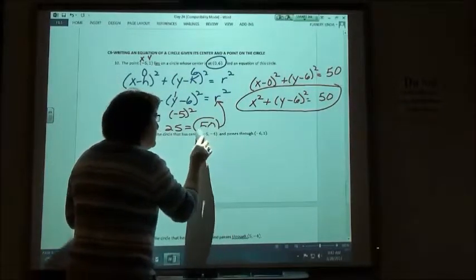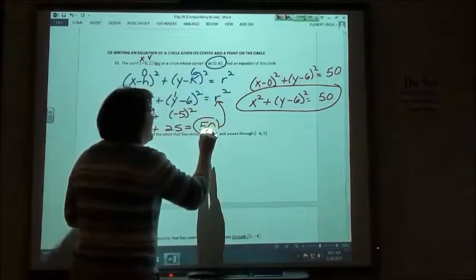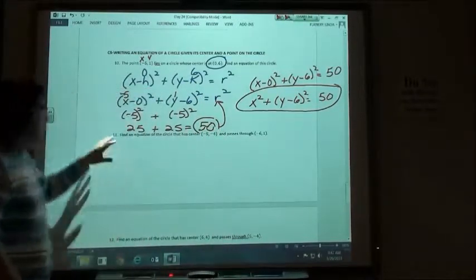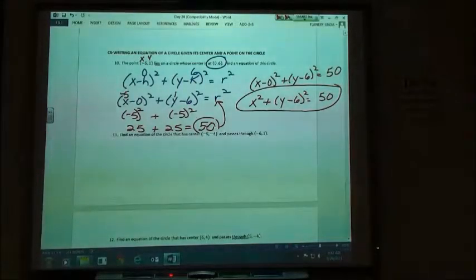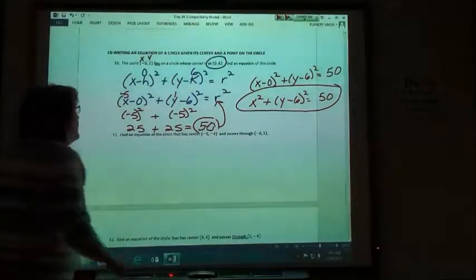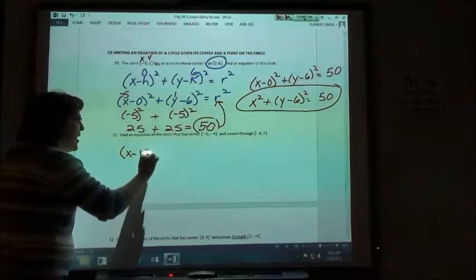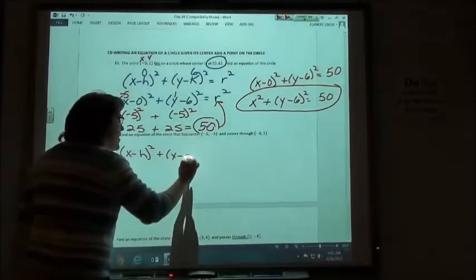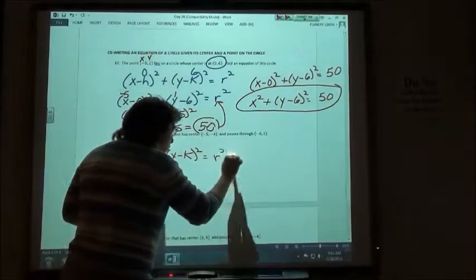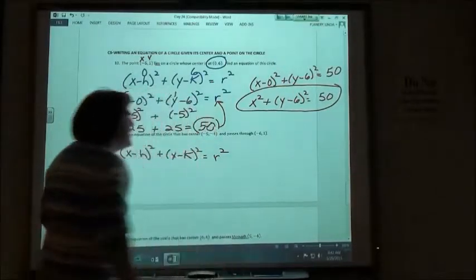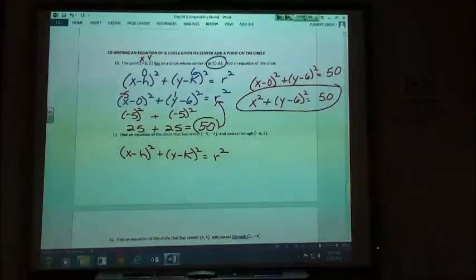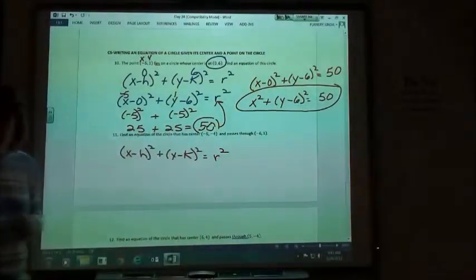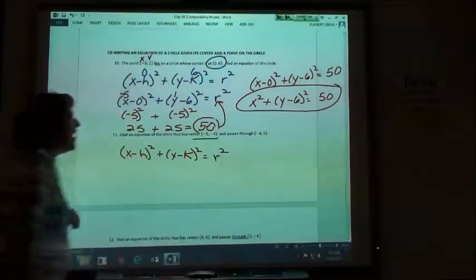All right, so the next one. We want to find the equation of a circle that has a center of (negative 5, negative 4) and passes through the point (negative 6, 1). So knowing that I have (x minus h) squared plus (y minus k) squared equals r squared. They switched them around, so you have to read. My center is at negative 5, negative 4.